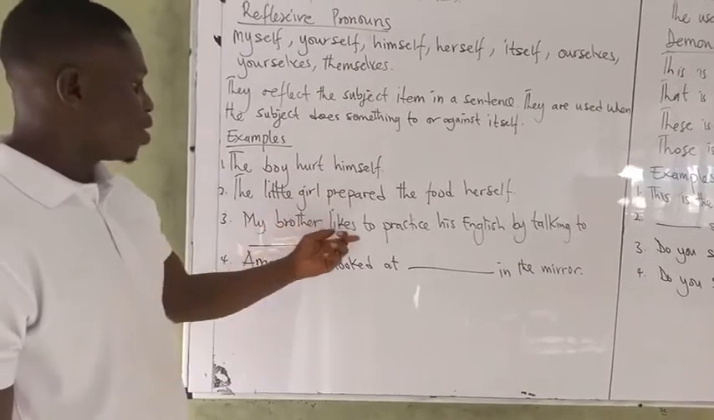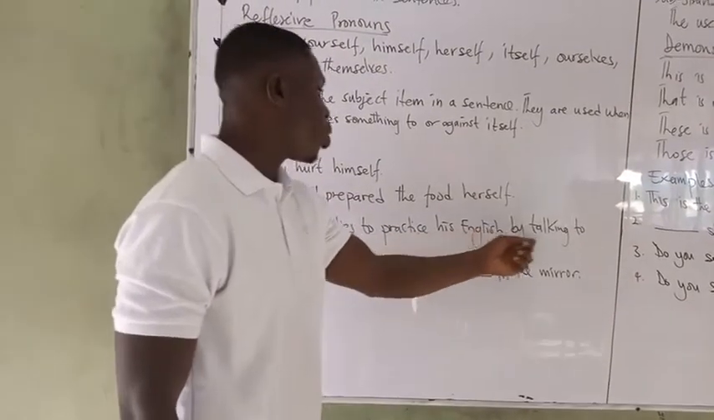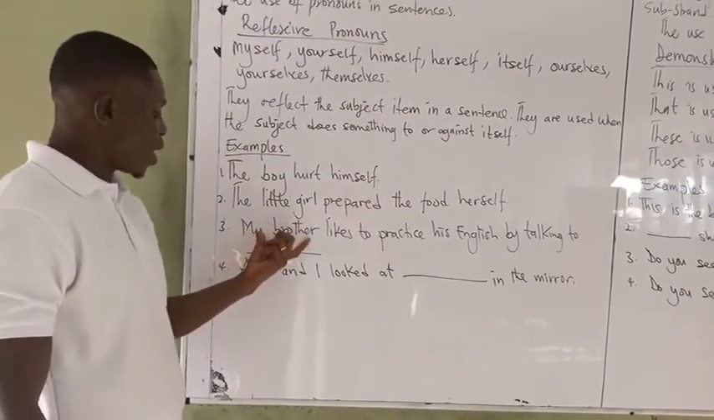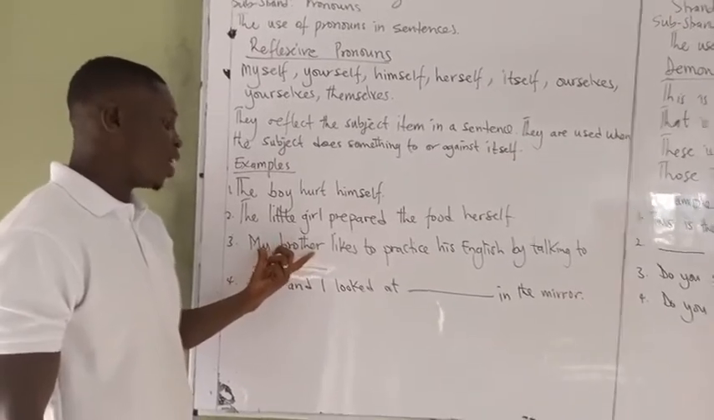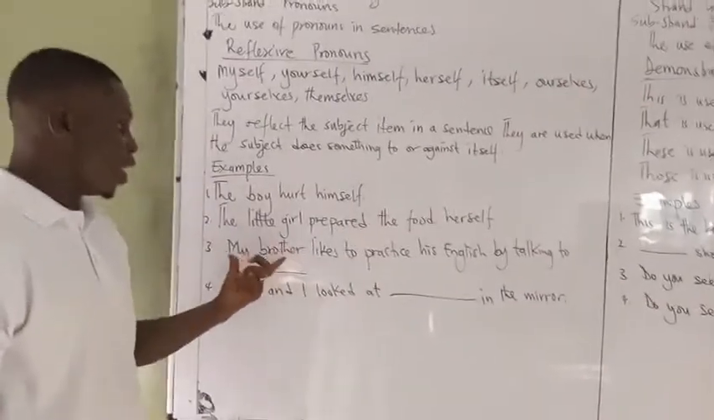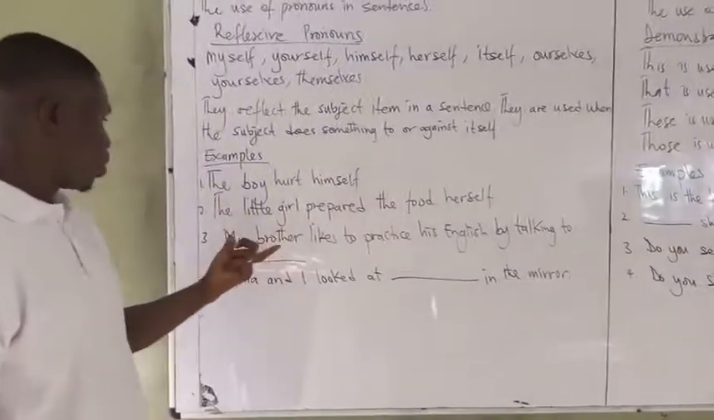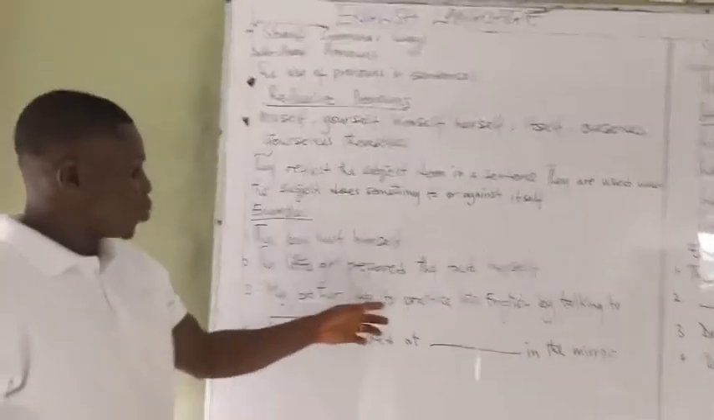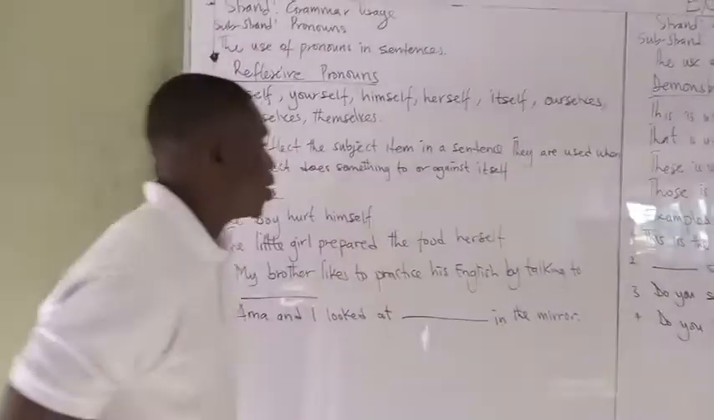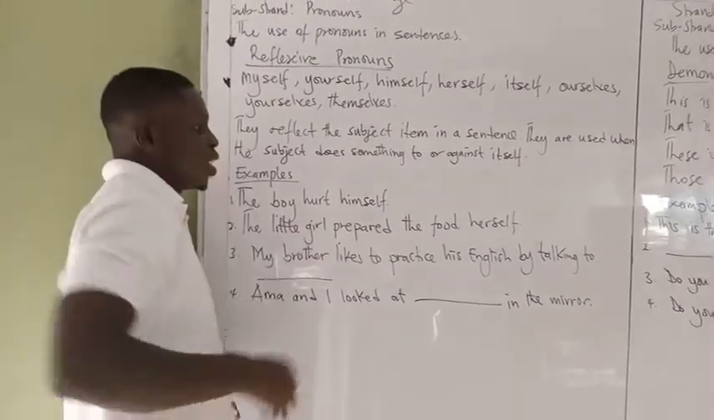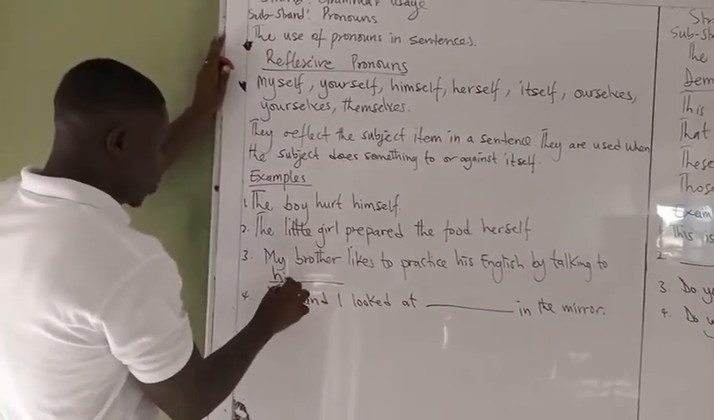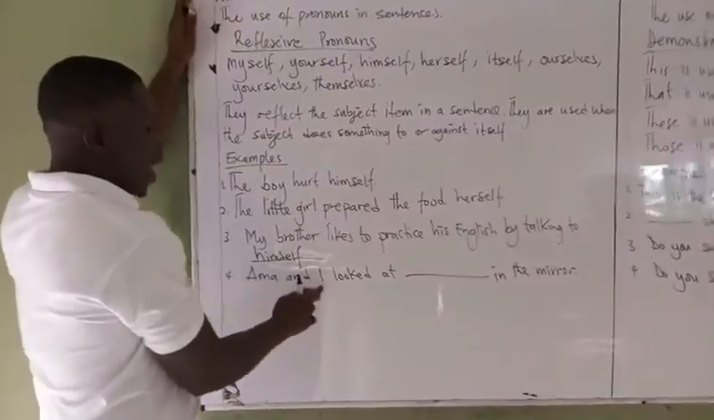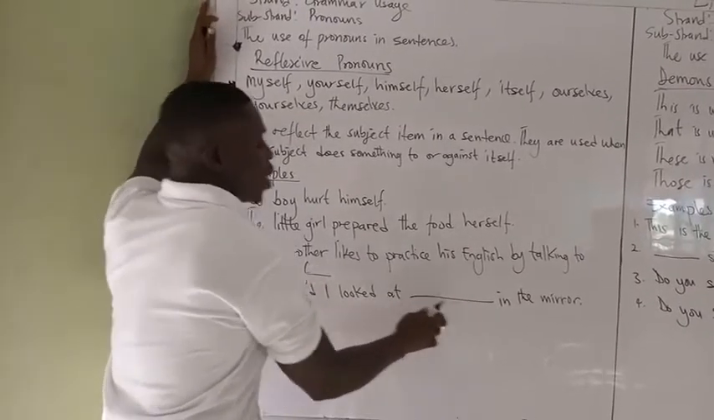My brother likes to practice his English by talking to dash. So let's see how you can get the answer. Look at the subject here, it's my brother. What is the gender? Male. So you know the male one to go for. And then you see that the "to" reflects back to the boy. So you go for what? Himself. So my brother likes to practice his English by talking to himself.